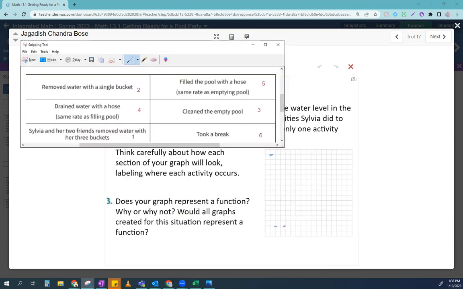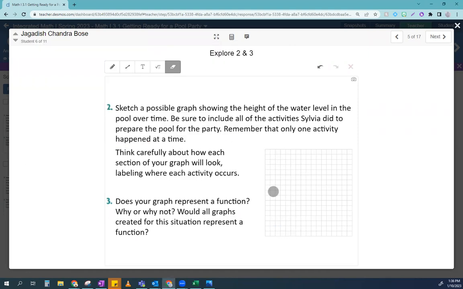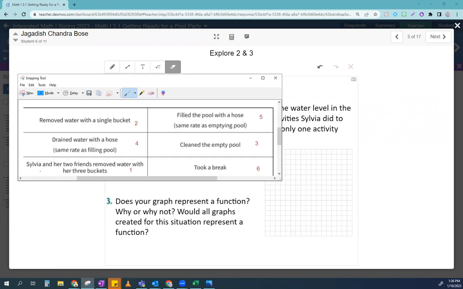Okay. So when this person is filling, I'm just going to erase these little random dots here. So when the first thing is happening, it says Sylvia and her two friends remove water with her 3 buckets. Okay. What is that going to look like?